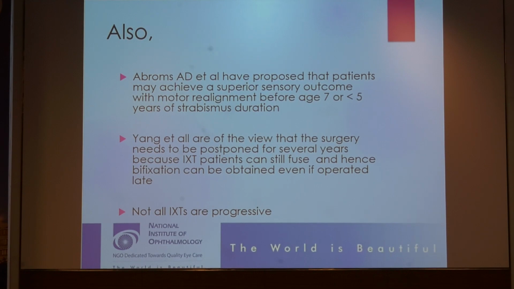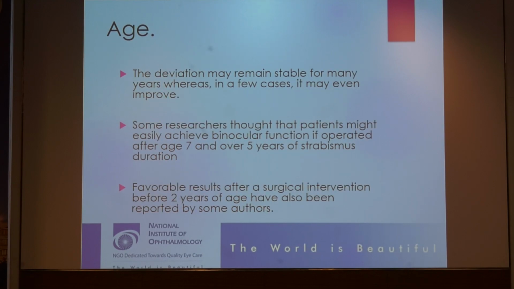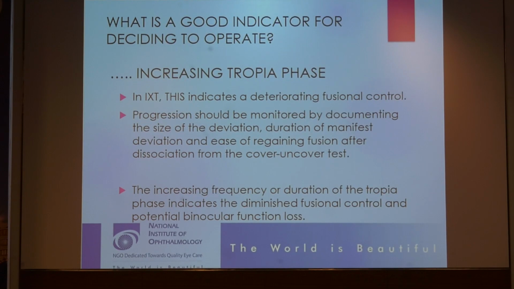There are also reviews that the surgery needs to be postponed for several years because intermittent exotropia can still fuse, and hence bifixation can be obtained even if they are operated later, provided the orthoptic exercises are going on. After all, not all intermittent exotropias are progressive. The deviation may remain stable for many years, but in some cases it may even improve. Some researchers thought that patients might easily achieve binocular function if operated after 7 years of age and even over 5 years of duration. Favorable results after surgical intervention before 2 years of age have also been reported in literature with good percentages.